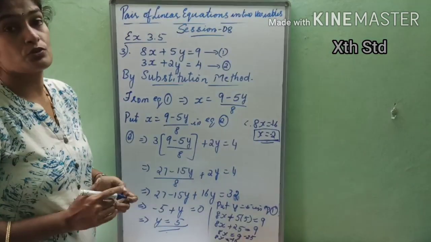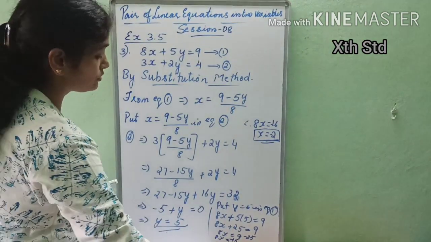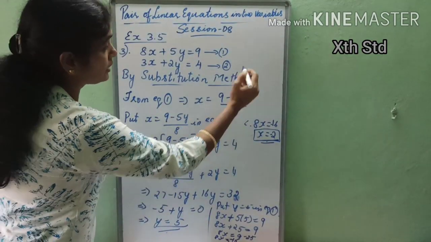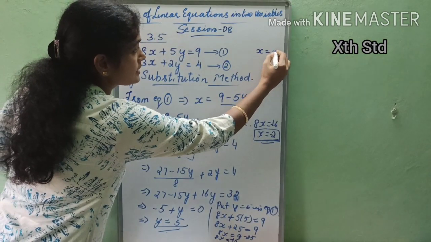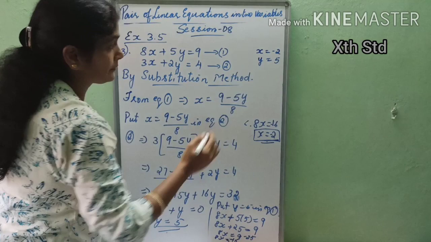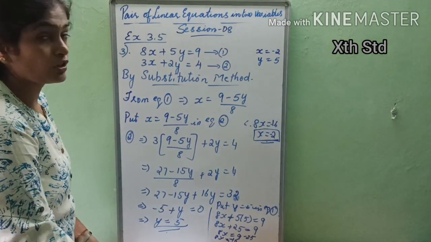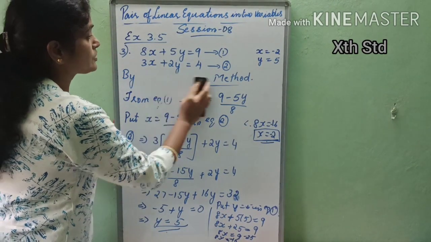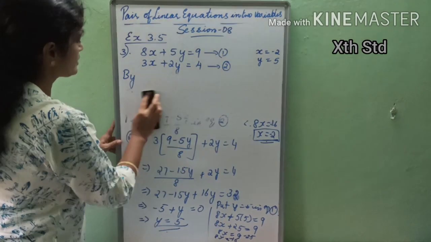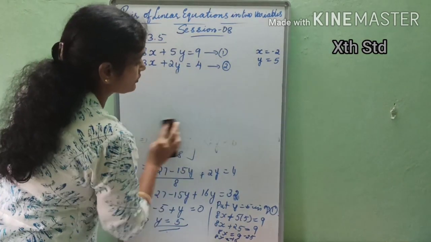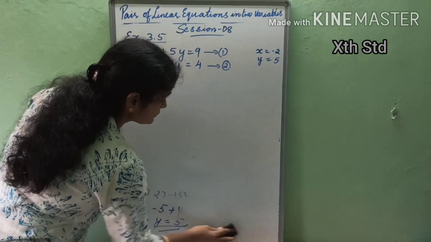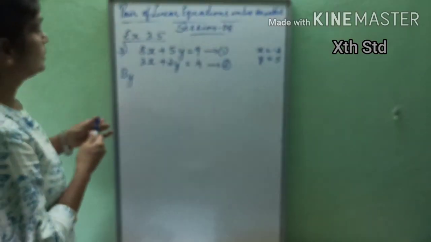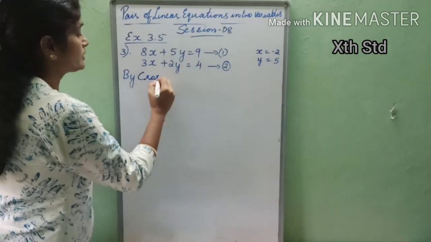This is by substitution method we have done. The same thing you have to do by cross multiplication method also, for the same equations. The values we have got by substitution method are x is minus 2 and y is 5. Okay. Now let's try to do it by cross multiplication method, the same problem itself.